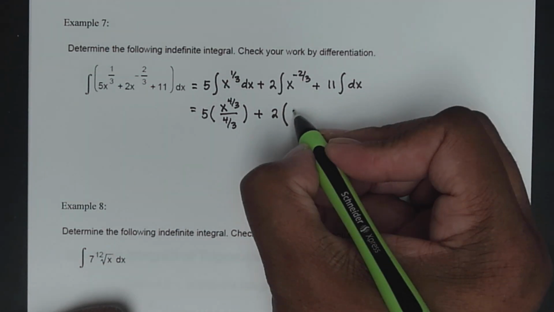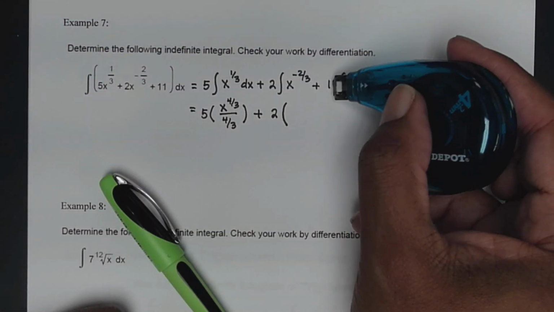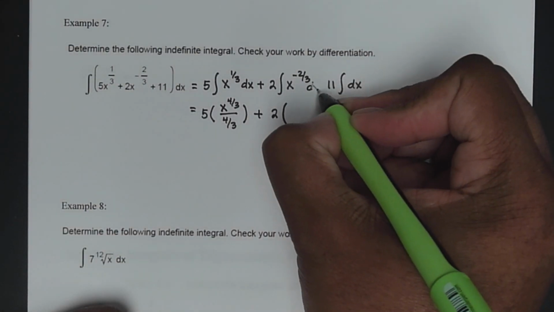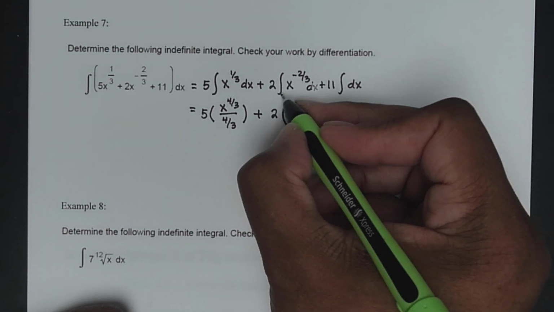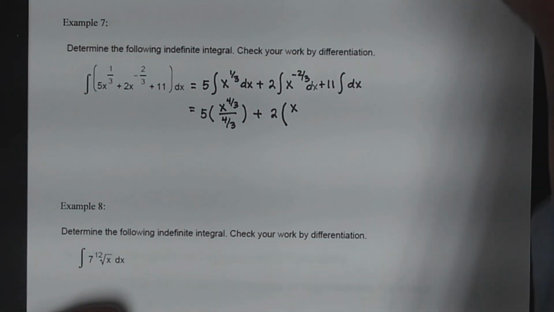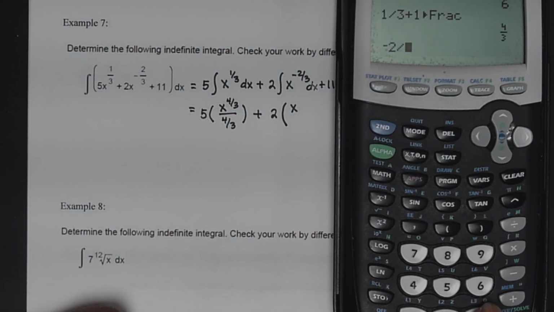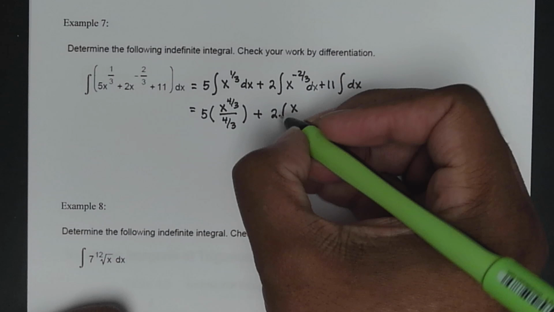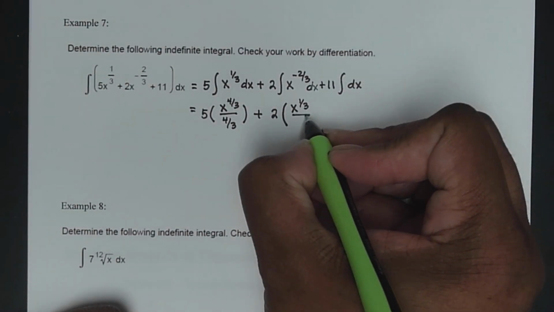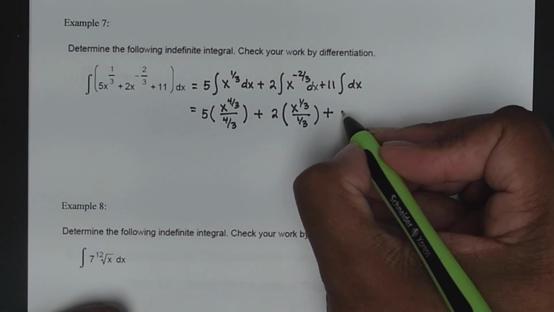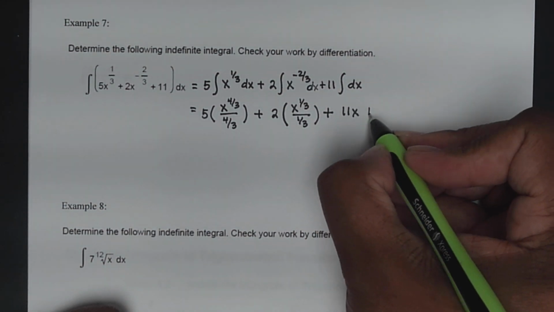here for the integral of x to the negative 2/3, and I left off something that's very important, dx. Integral of x to the negative 2/3 dx. You increase the power by 1. So this will be negative 2 divided by 3 plus 1. Hit your math key and then number 1 for fraction. That would give you 1/3. So the x to the 1/3 divided by your new exponent of 1/3, plus 11 times the integral of dx will be x plus c.